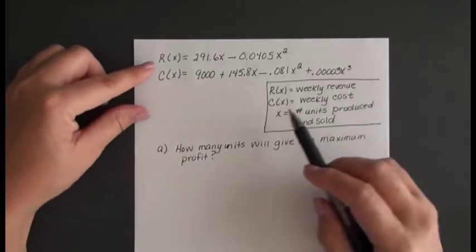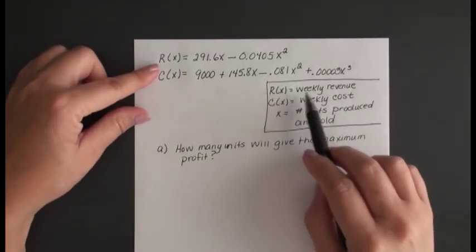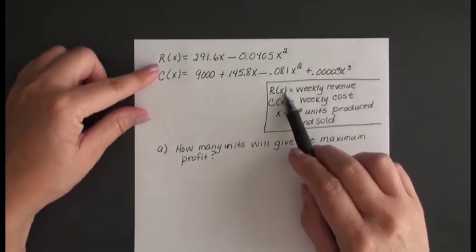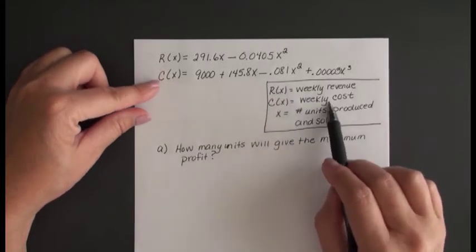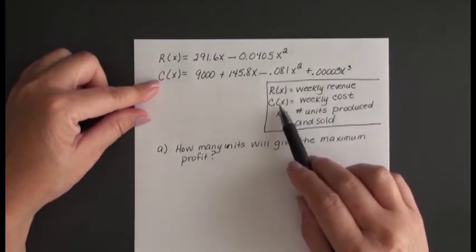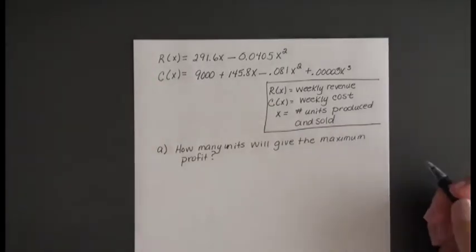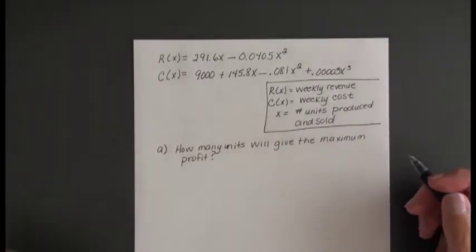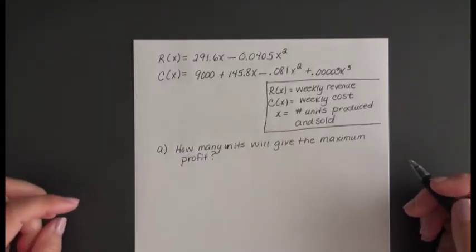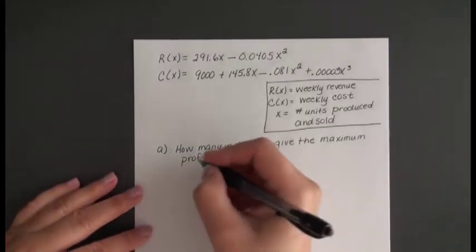Now these two equations tell me my weekly revenue, which is R of x, and my weekly cost, which is C of x. And x is the number of units that we are producing and selling. So the first part of this question says how many units will give the maximum profit?